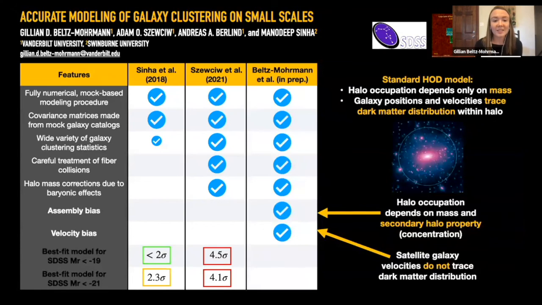So motivated by this, I have been working on extending the standard halo model used in this project to include additional features that might help alleviate some of this tension. So in particular, I've included parameters for assembly bias to account for the possibility that halo occupation may depend on a secondary property of the halo in addition to mass, like concentration. And I've also included a parameter for velocity bias to account for the possibility that satellite galaxies do not trace the velocities of the particles in the dark matter halo.